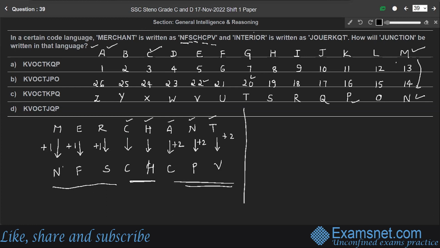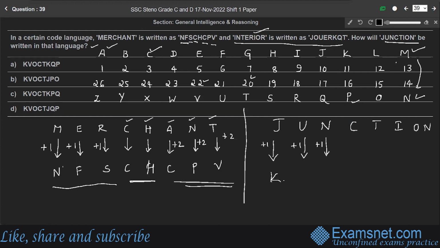Similarly, for the next word interior also, the logic is the same. To find the code for junction, we'll write JUNCTION. So first 3 letters plus 1: J plus 1, U plus 1, N plus 1. J plus 1 is K, which is 11. And U is 21, plus 1 is 22, which is V. And N plus 1 is nothing but O.